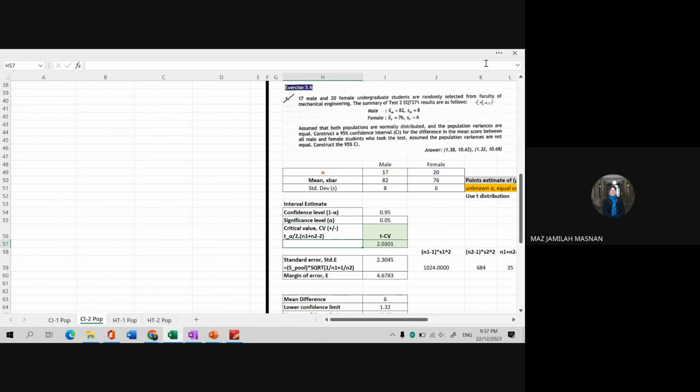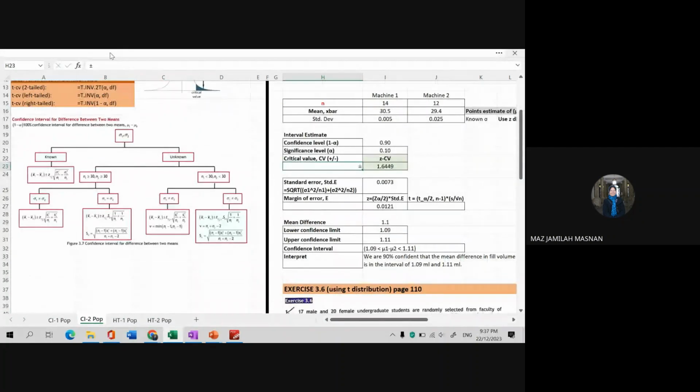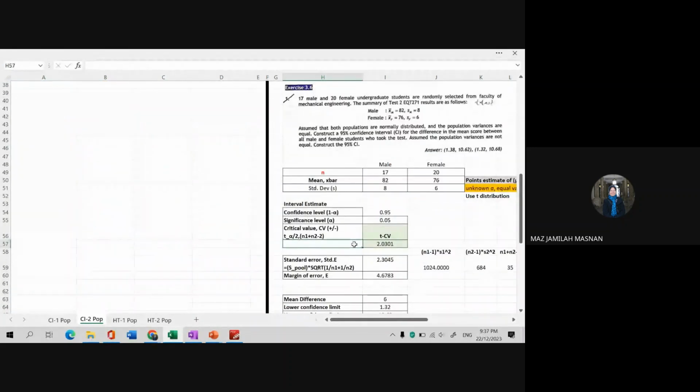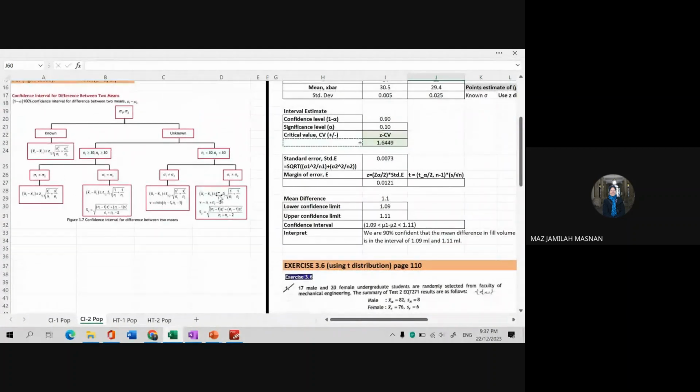So here again, it should be plus minus. So I'll just copy, okay, plus minus and put it over here. Now what else do I need? I need the standard error. The standard error is obtained by S pool multiplied with the square root of 1 over N1 plus 1 over N2, where S pool is given by this formula.